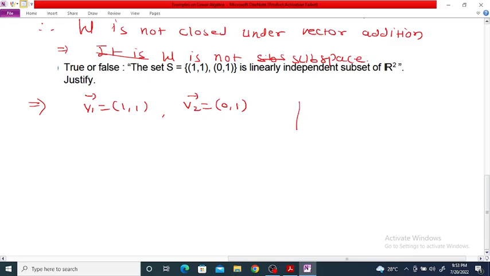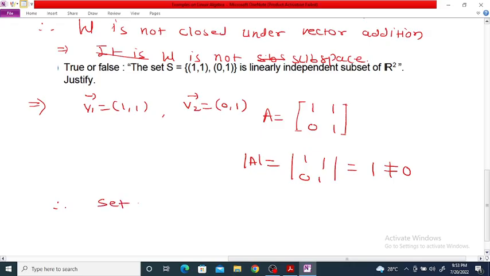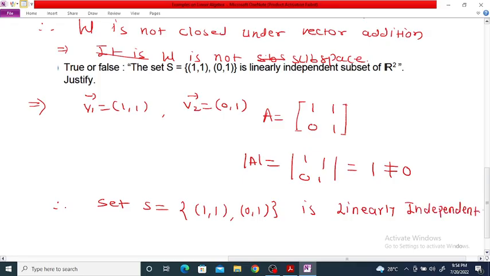So if we consider the matrix A equal to [1 1; 0 1], then the determinant of A is equal to 1, which is not equal to 0, and therefore the set S equal to {(1, 1), (0, 1)} is linearly independent. Next example.